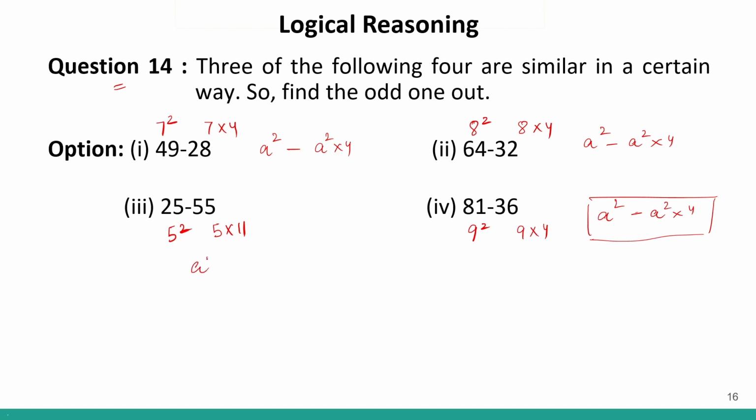But over here we have A square and A square into 11. So, this is different. In the rest of the cases, we were multiplying by 4. Correct? But in this case, we were multiplying by 11. So, if it would have been, let's say, 25 and 20, then it would be correct because we have 5 square and 5 into 4. But the option is 25 and 55. Therefore, this is the one that is different. So, option number 3 will be the correct answer to this question. Clear?